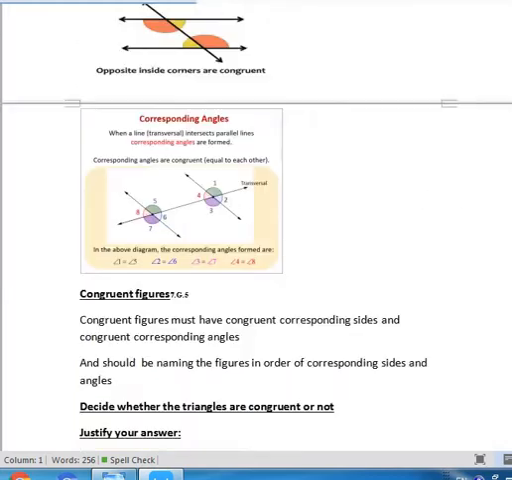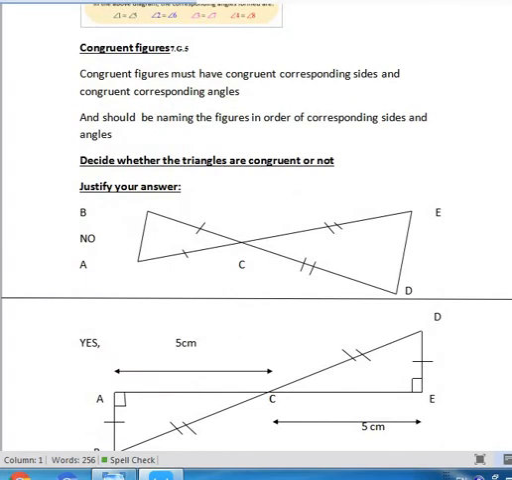Okay, I have here congruent figures. Congruent figures must have congruent corresponding sides and congruent corresponding angles. Do you remember congruent here? And you should name the figures in order. This is important, to name the figure in order of corresponding sides and angles. Decide whether the triangles are congruent or not. Justify your answer. Okay, give a reason.